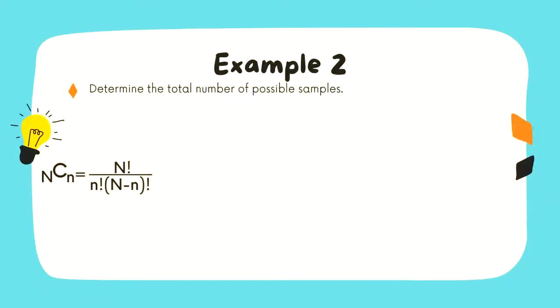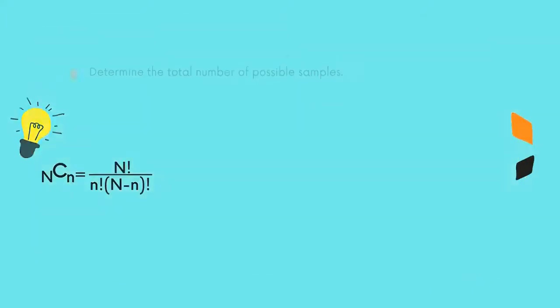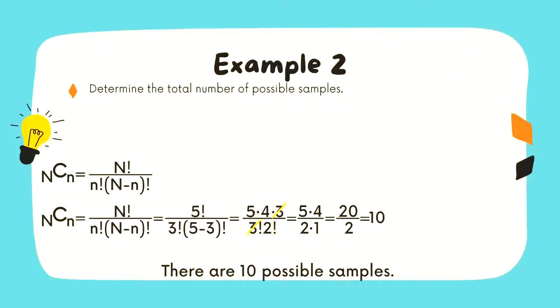So the first step is to compute the total number of possible samples using the combination formula. You can pause the video. It should look like this. Cancel both 3. 5 times 4 is 20 and 2 times 1 is 2. So 20 over 2. And when we simplify it, it's going to be 10. So there are 10 possible samples.